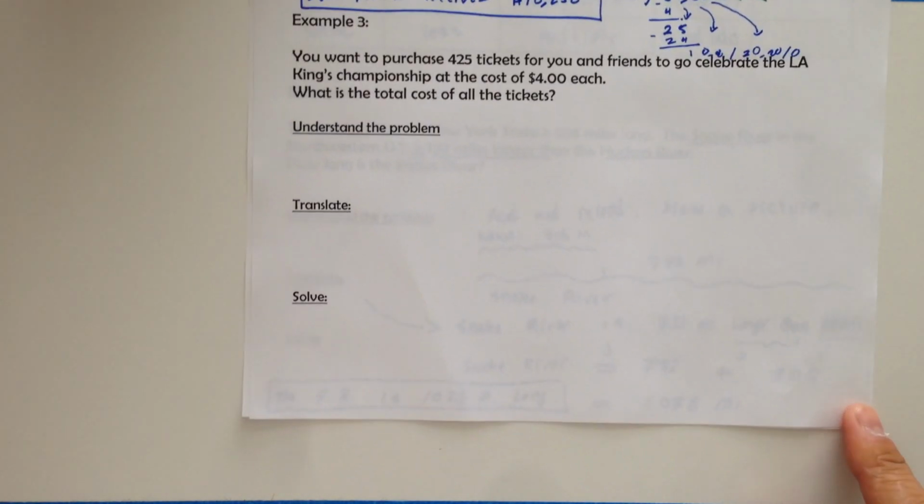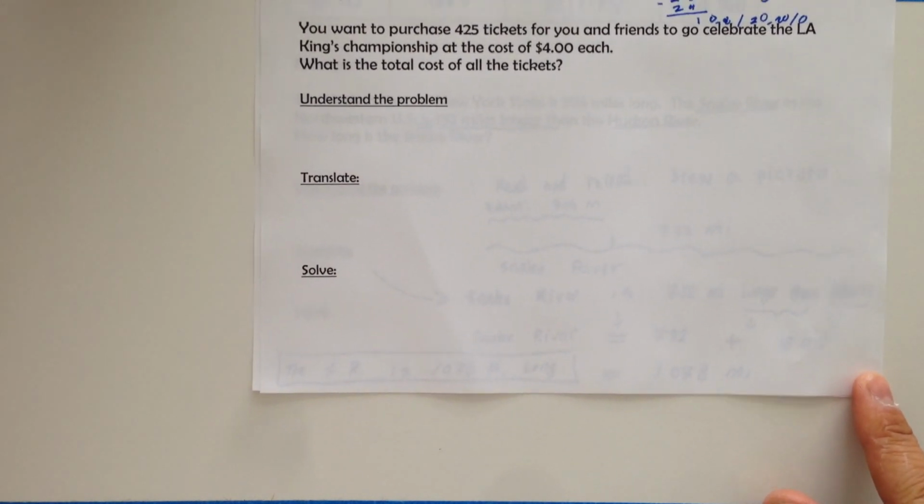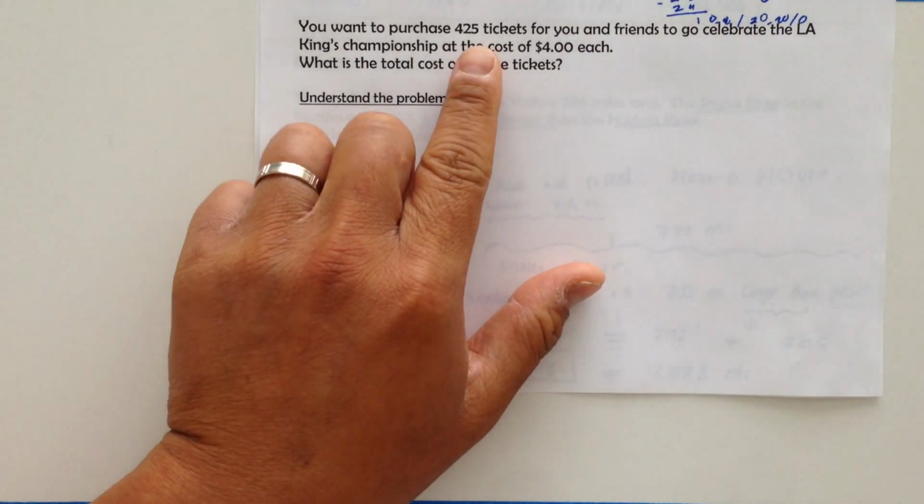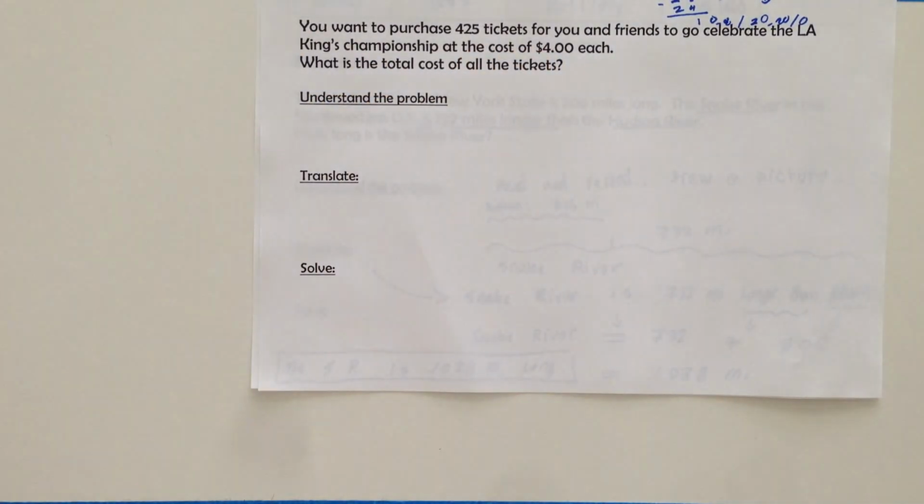Last problem before we end this lesson. The LA Kings just won the Stanley Cup, and so they're celebrating at the Staples Center. So you have a large group of friends that you want to bring to the celebration. You want to purchase 425 tickets for you and your friends to go to the LA Kings celebration at the cost of $4 each. The question here is, what is the total cost of 425 tickets?